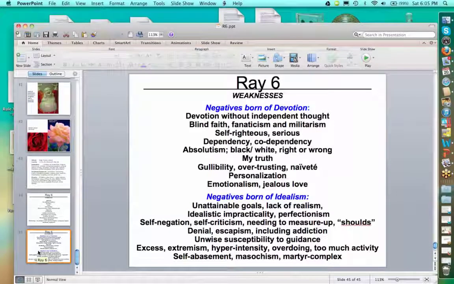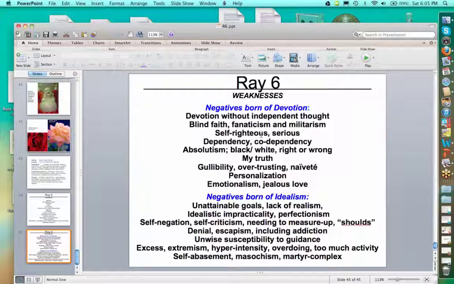On the downside, negativities that come from devotion. See, this is a ray that is not a thinking ray. It's a feeling ray. So devotion without independent thought, which means that there could be codependence, devoted to a person, a spouse, a lover, anything that one is loving. Blind faith, fanaticism, militarism. You see, in all of this, there is no thought.